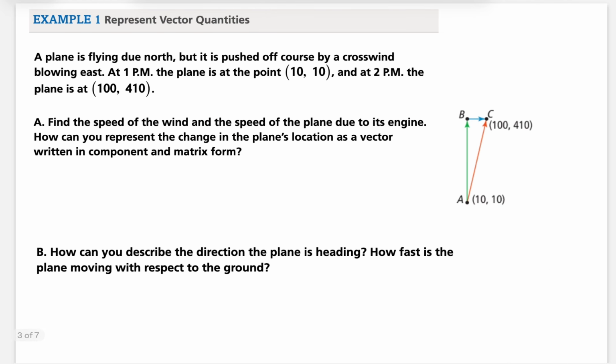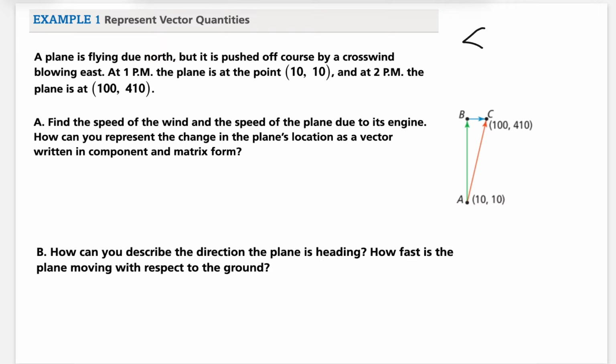So our first example says a plane is flying due north but is pushed off course by a crosswind blowing east. At 1 p.m. the plane is at the point (10, 10), and at 2 p.m. the plane is at the point (100, 410). So we want to find the speed of the wind and the speed of the plane due to its engine. How can you represent the change in the plane's location? It's a vector written in component and matrix form.